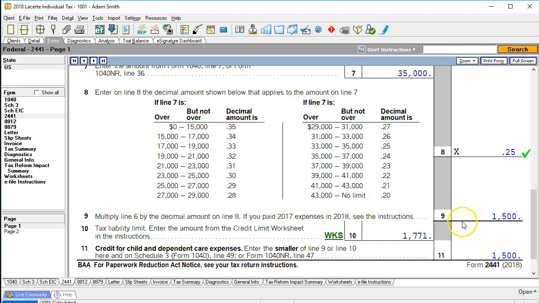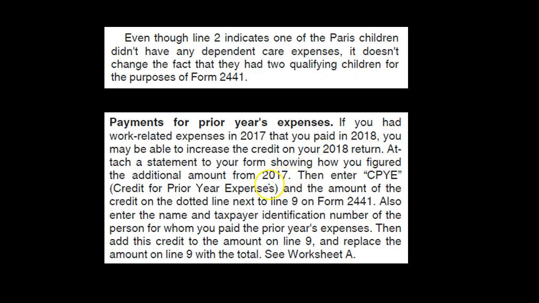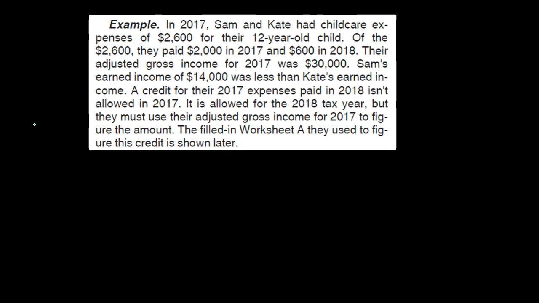So if we go back to our form, this is going to be on line 9 here, and they're basically saying, what if we have a situation where we had the expenses in 2017 that we think we should be able to include in our 2018 tax return. Example, in 2017, Sam and Kate had child care expenses of $2,600 for their 12-year-old child. Of the $2,600, they paid $2,000 in 2017 and $600 in 2018. Their adjusted gross income for 2017 was $30,000. Sam's earned income was $14,000, which was less than Kate's earned income.